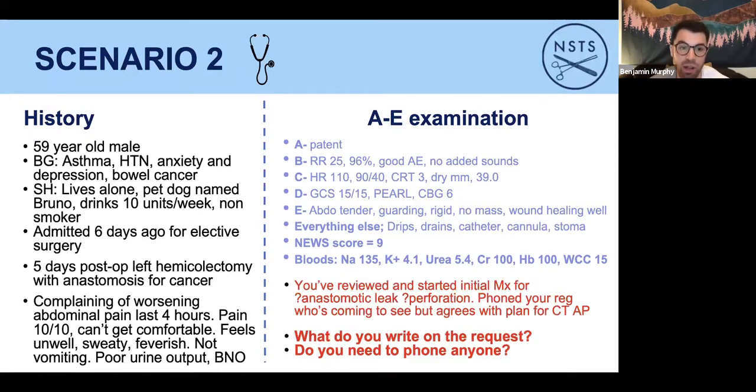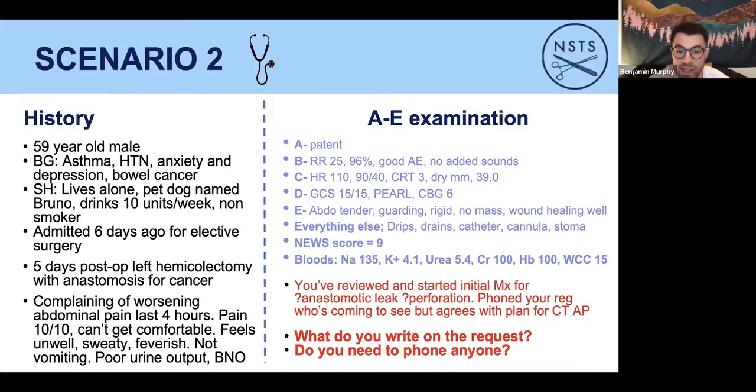So you're on call and you've reviewed this 59-year-old man who's presenting with worsening abdo pain over the last 4 hours, and he's 5 days after a big operation for cancer. You've started initial management. You've let your reg know, who's agreed that this could be an anastomotic leak or a perforation. He's busy in theatre, but he wants you to order an urgent CT abdo-pelvis.